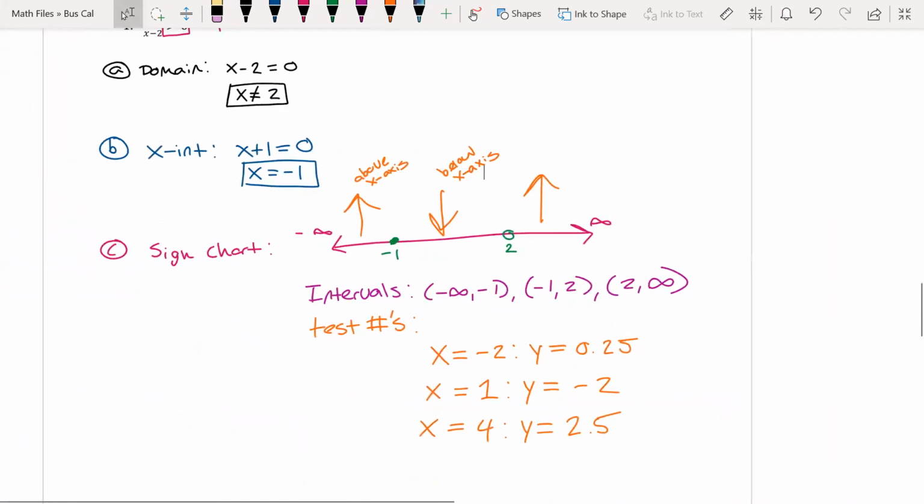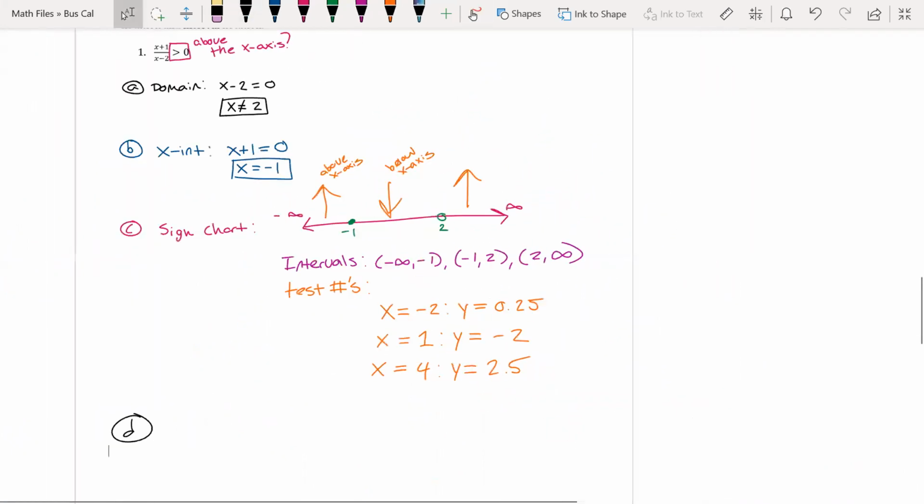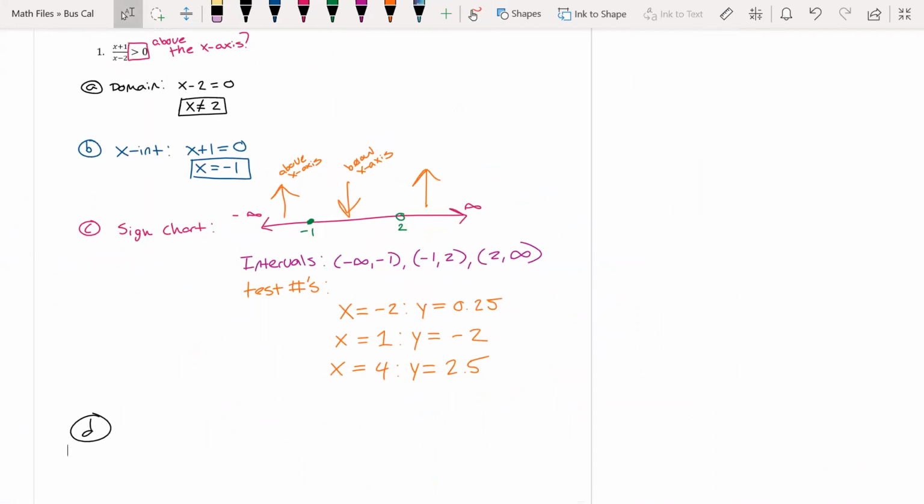So D, to answer the final question, what we were asked above. This wants to know on what intervals is our rational function above the x-axis. So I'm just going to say r of x greater than 0. And now look at your sign chart. And on what intervals are we above the x-axis?